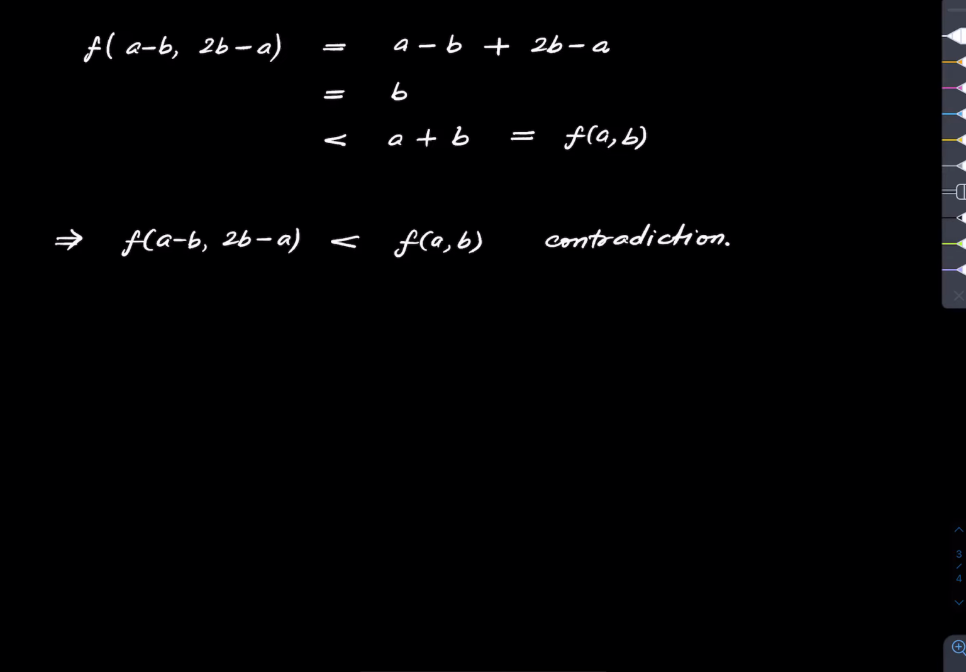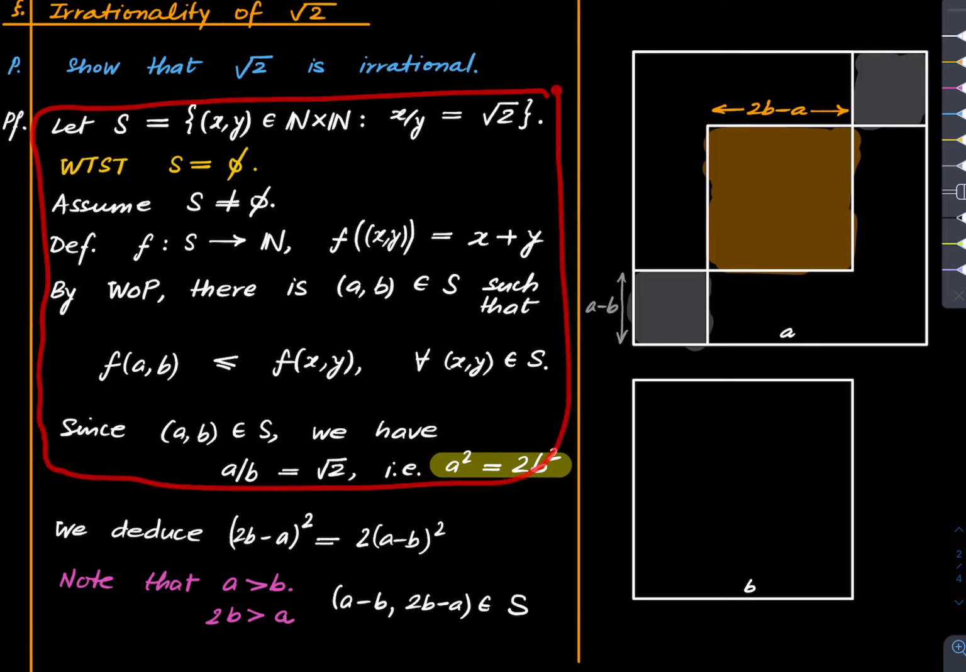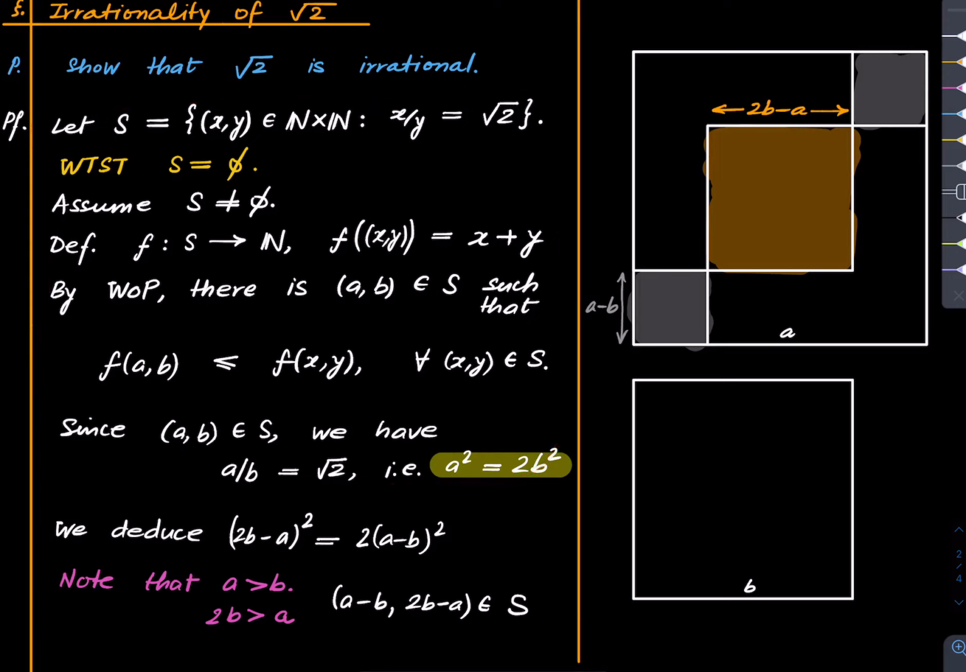Okay, so that's an illustration of the functional form. At the same time, nobody is going to write these proofs in this detail. How we do it is we just write one line. We say, let us start with a pair A comma B of natural numbers with the smallest possible value of A plus B, such that A by B is root 2. That one line is covering this much. And the rest of the proof will go through as it is.